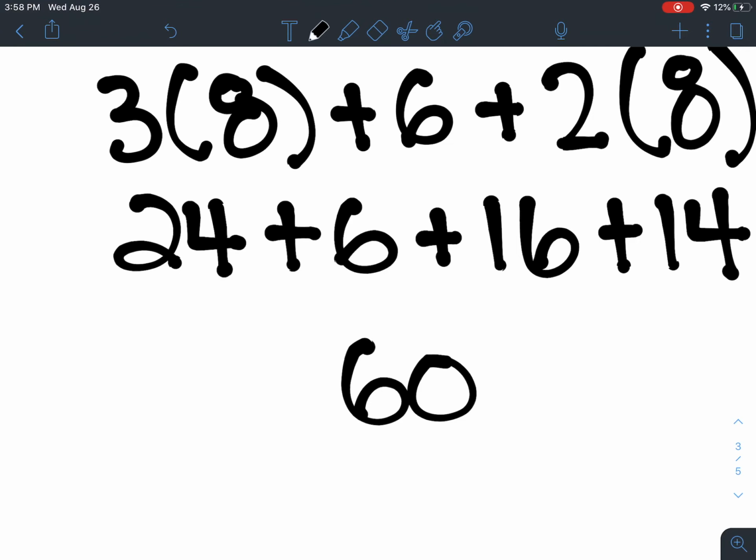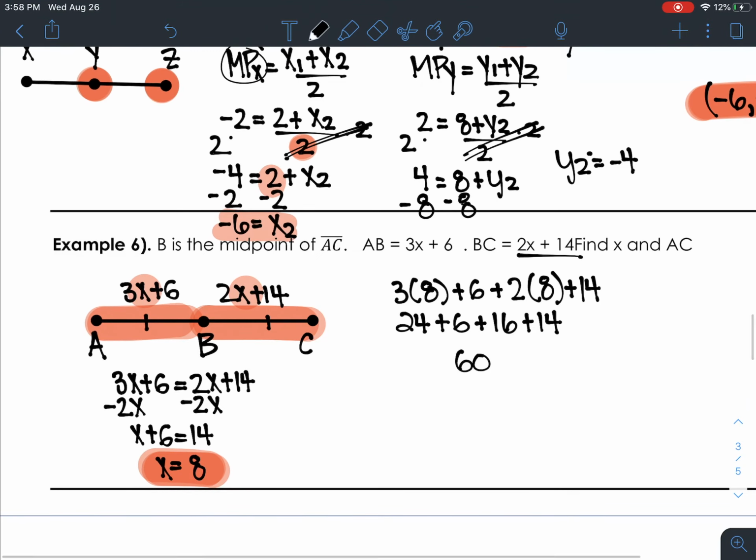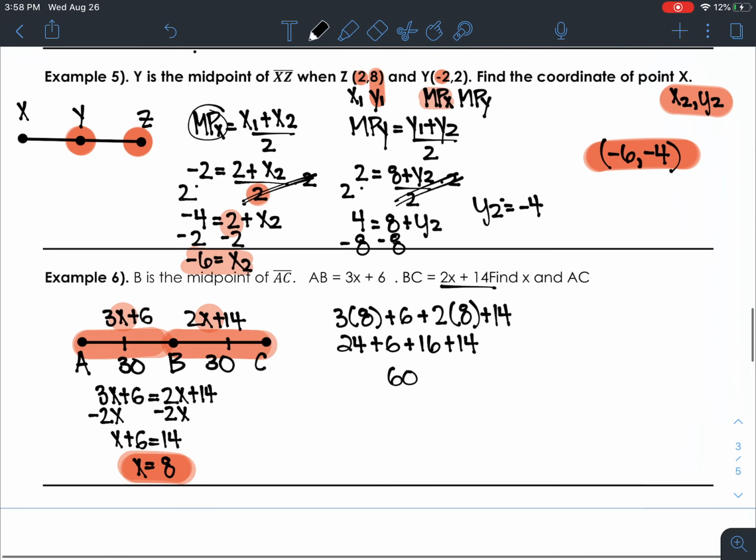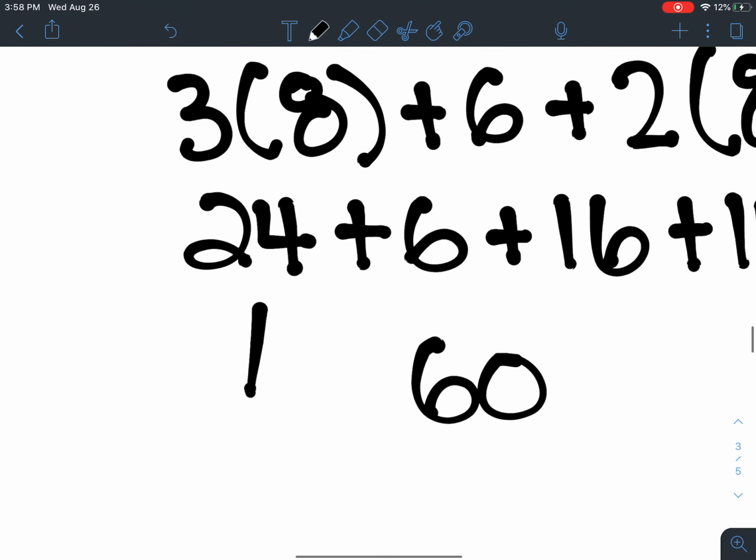Okay, let's talk about another way of doing it. You could have just plugged it into one of those segments. So I could have just plugged it into AB, which would have given me 30. And because I know that the lengths are equal, this also has to be 30. So I could have just doubled it to get 60, but either way, I'm going to get the same answer, okay? So the length of AC is equal to 60.